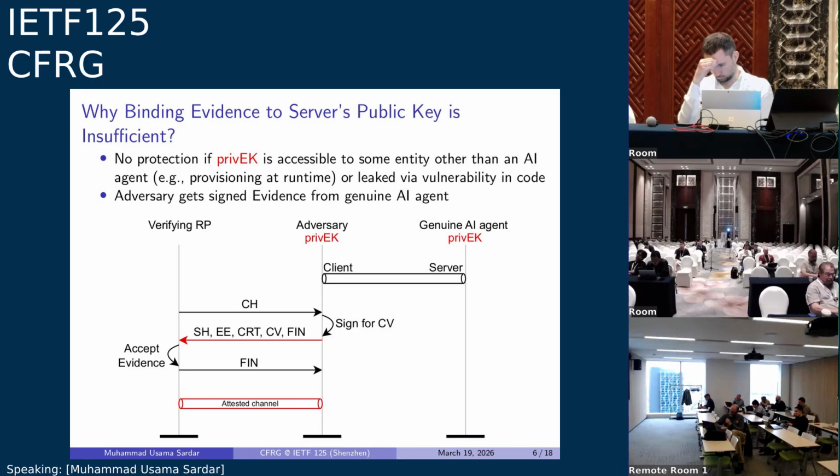And if this key is leaked, as the figure shows, the adversary can get that evidence and certificate from the pipe shown here between the adversary and the genuine AI agent. Using that certificate and evidence, it can do everything that the genuine AI agent would have done. So that's a single point of failure: if this key leaks, everything breaks down and you lose everything.